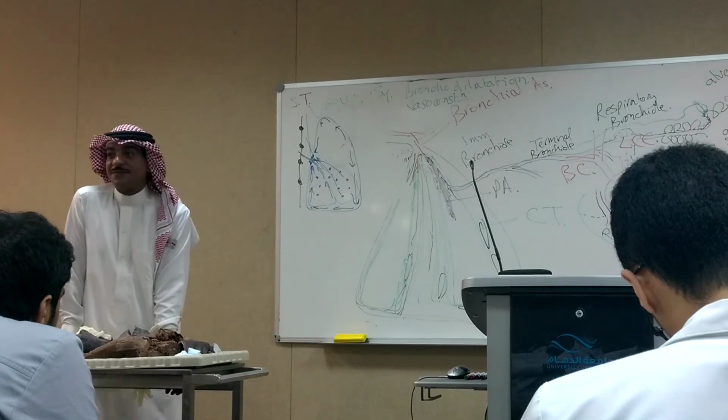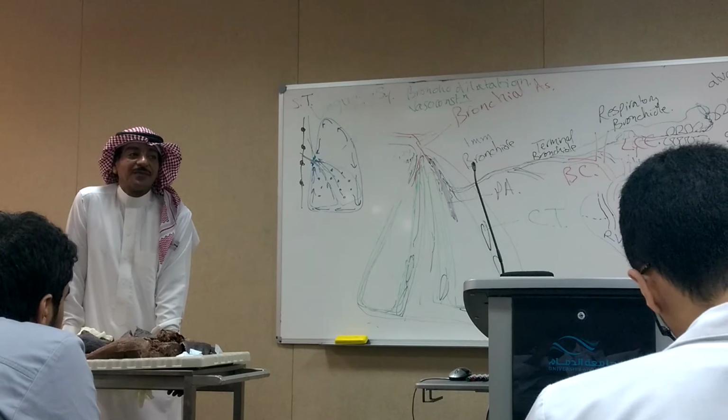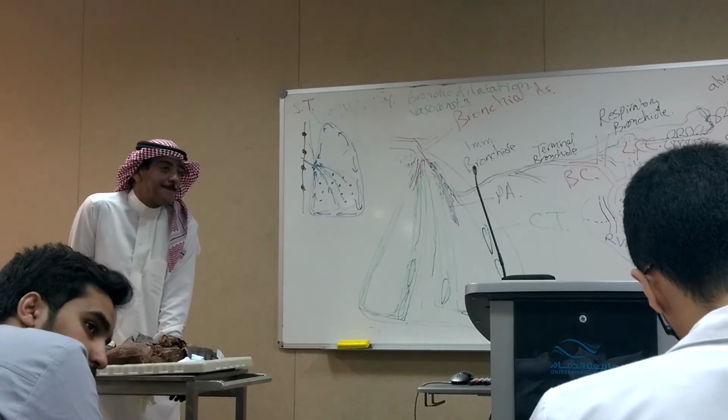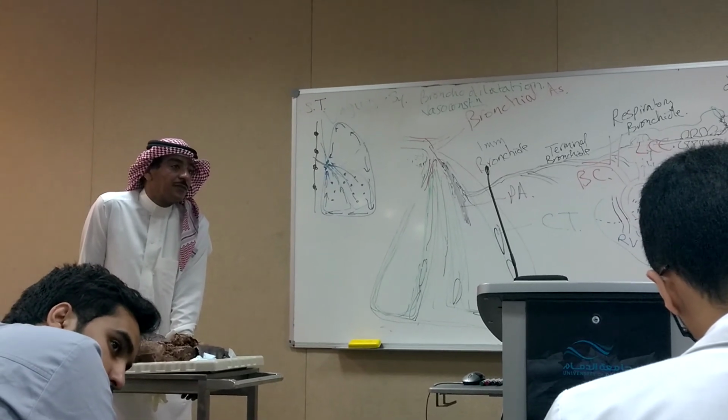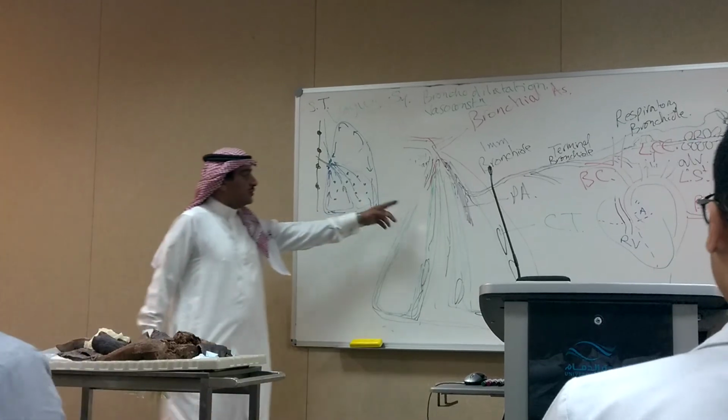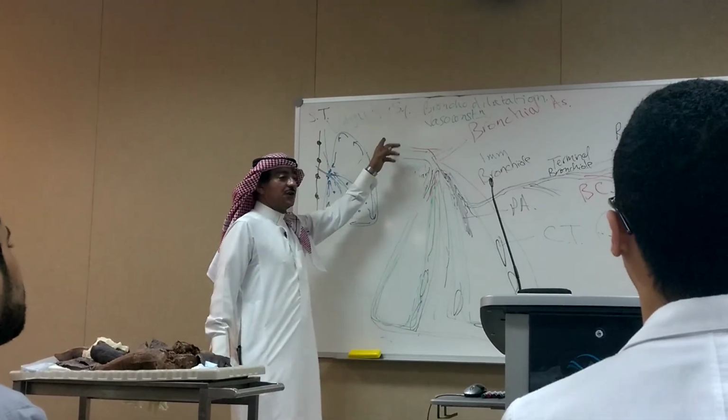Any questions? Yes. Okay, the bronchial vein goes back with the bronchial artery the same way. Yes, it follows the bronchial artery and it leaves the root of the lung.